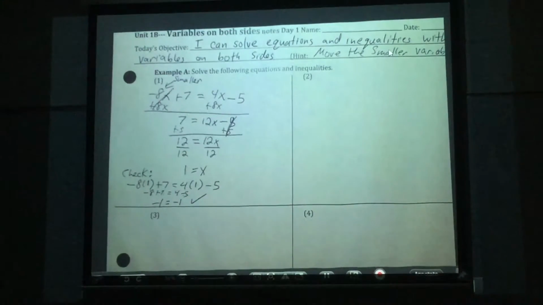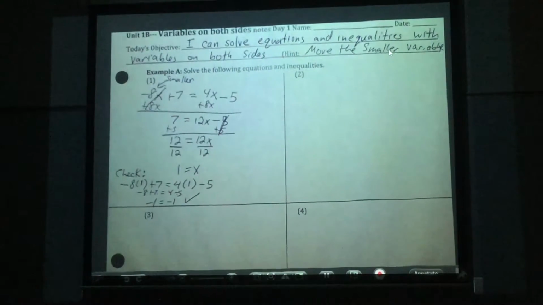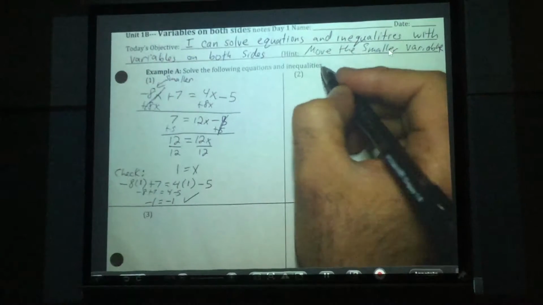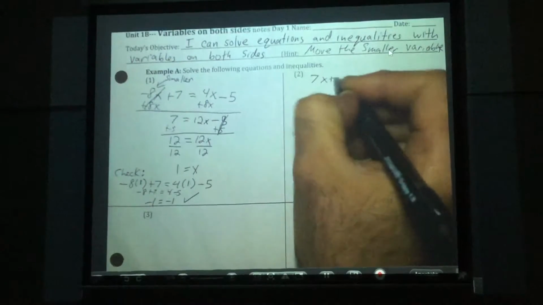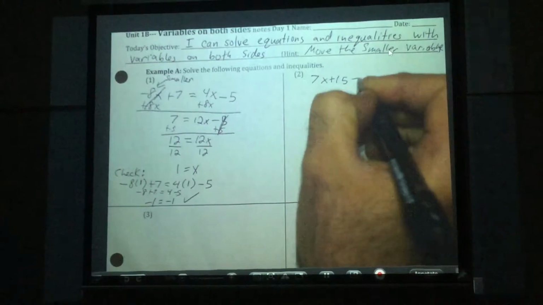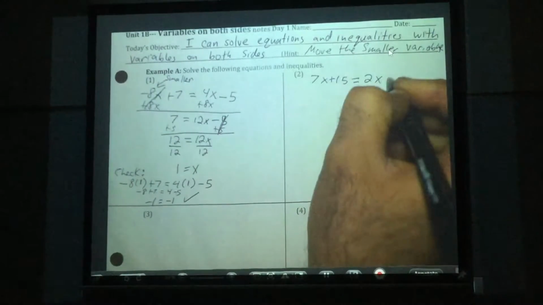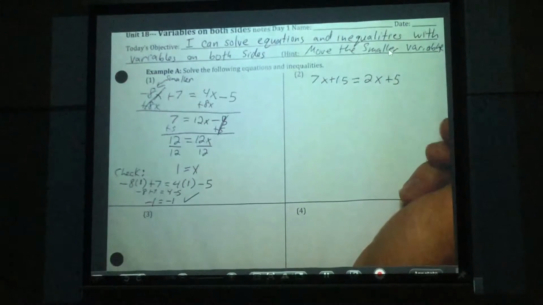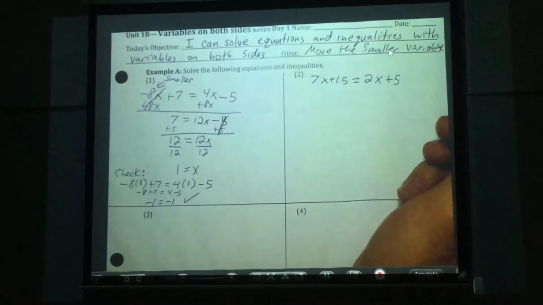Okay? Now number 2, right, is another equation. Alright, so let me write that down for you. The equation is 7x plus 15 equals 2x plus 5. Alright? Now don't forget to move the smaller variable. I want you to try this one on your own. Go ahead.